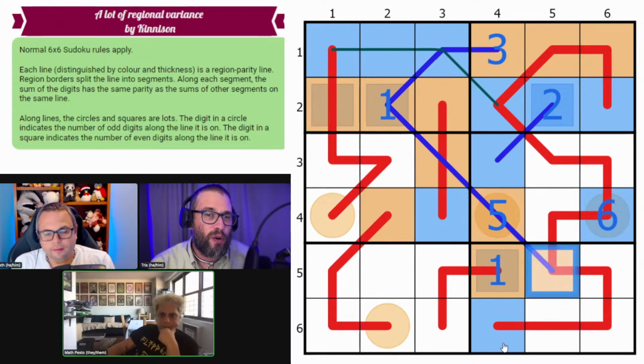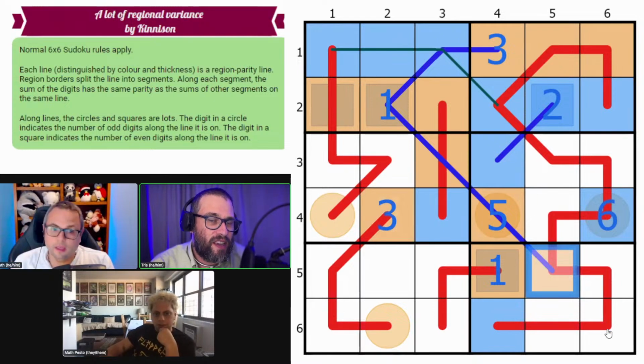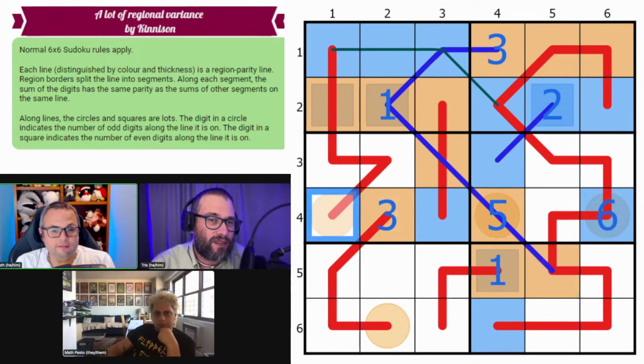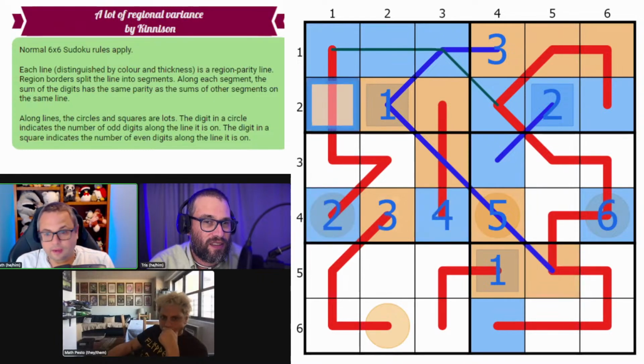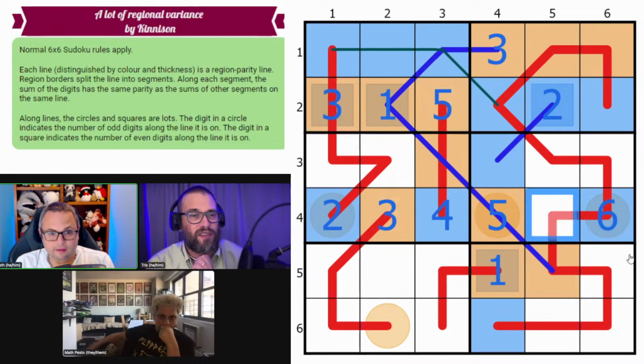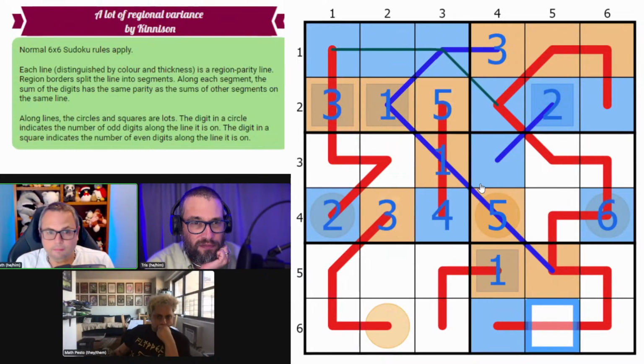And we know both the lots on that line, the even and the odd lot. So the even is 2, right? Sorry, the odd is 2, the even is 3. And then I made it orange just to make myself even more confused. So that is 4. The odd is 3, 5. So that's a 1 because it's the only available number.